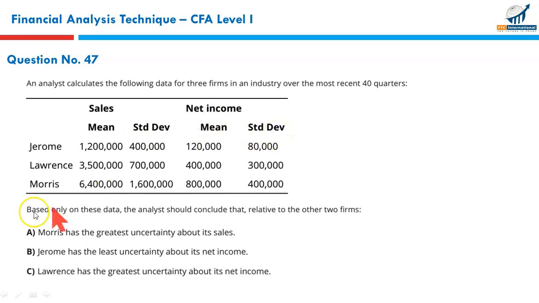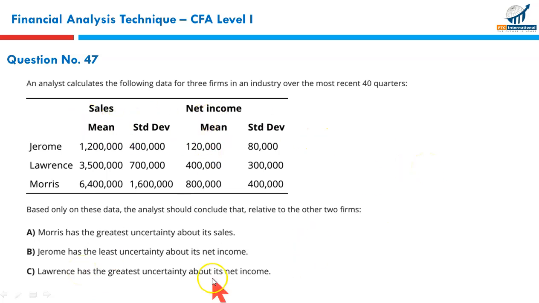What are we required to find out? Based only on these elements, the data, the analyst should conclude that relative to the other two firms, one of the firms has the greatest uncertainty about sales, or least uncertainty. How do we quantify uncertainty regarding your sales and net income? For this we have a formula.